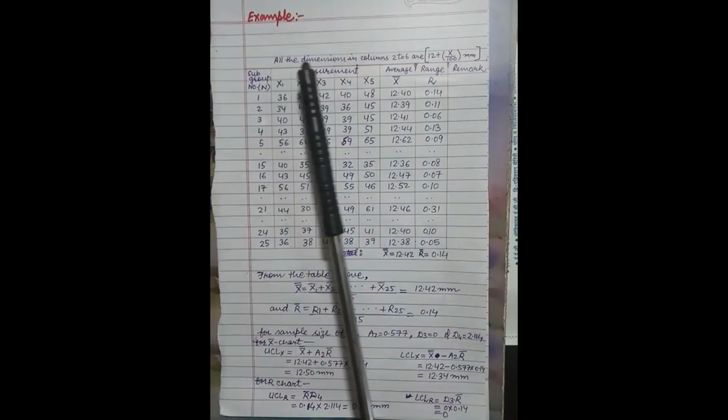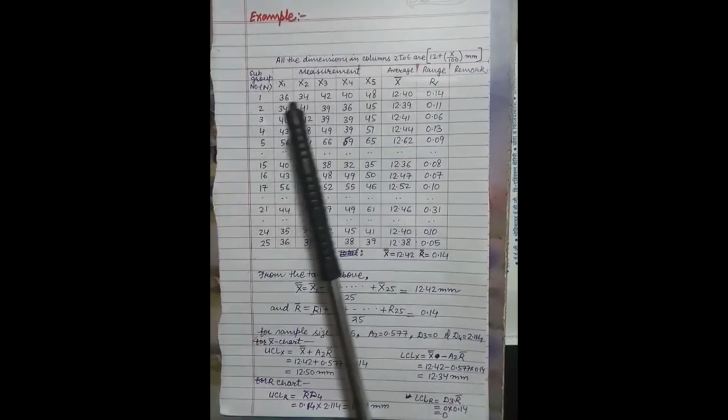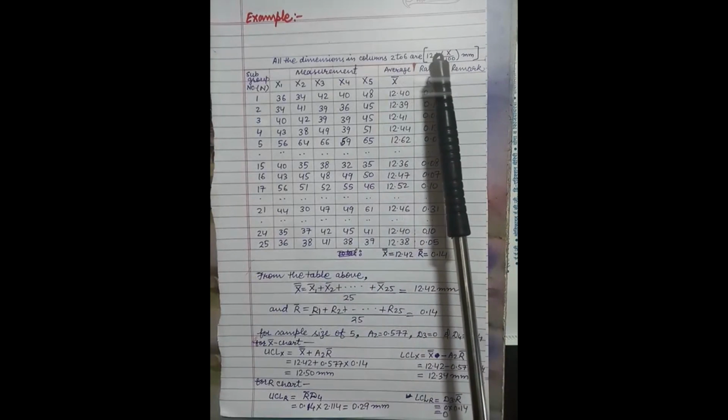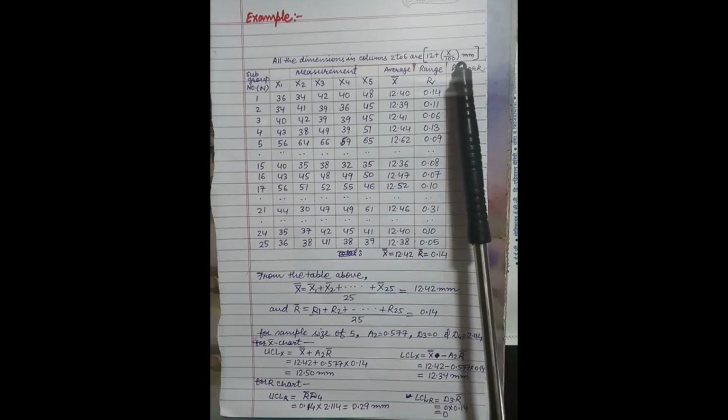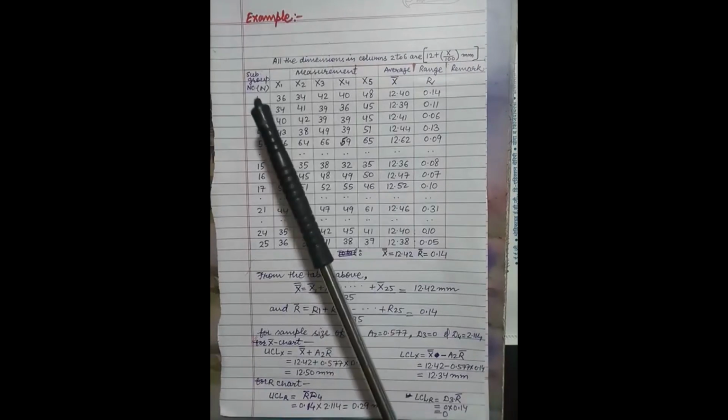Here we have written all the dimensions in column 2 to 6: 1, 2, 3, 4, 5, 6. In these 2 to 6 columns, the dimensions given are 12 plus x by 100. For the ease, we have indicated only this one part, x.